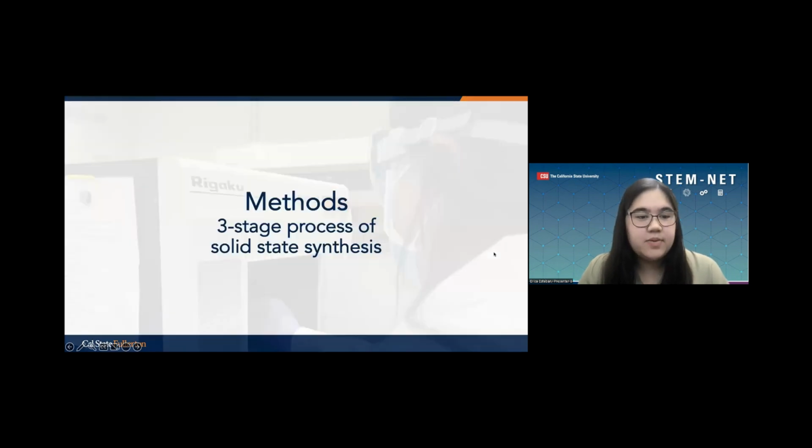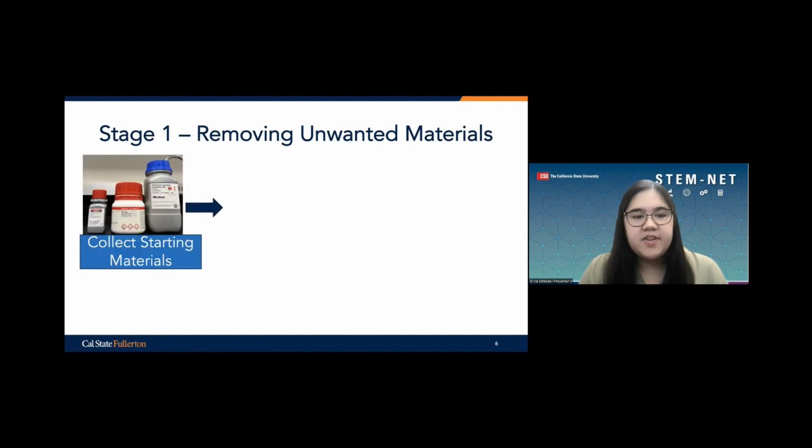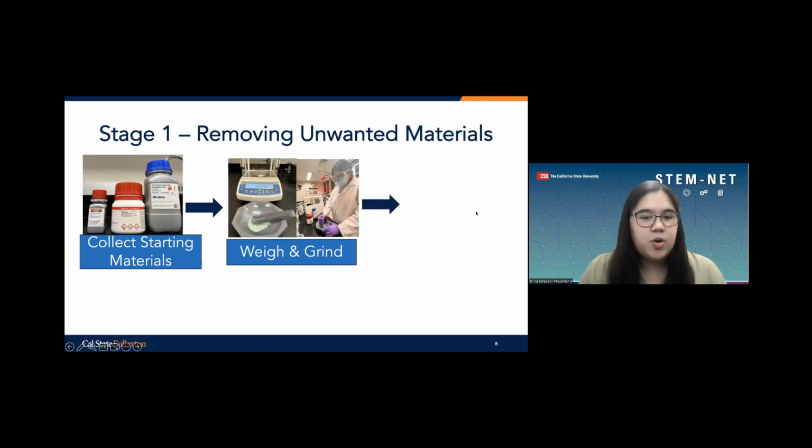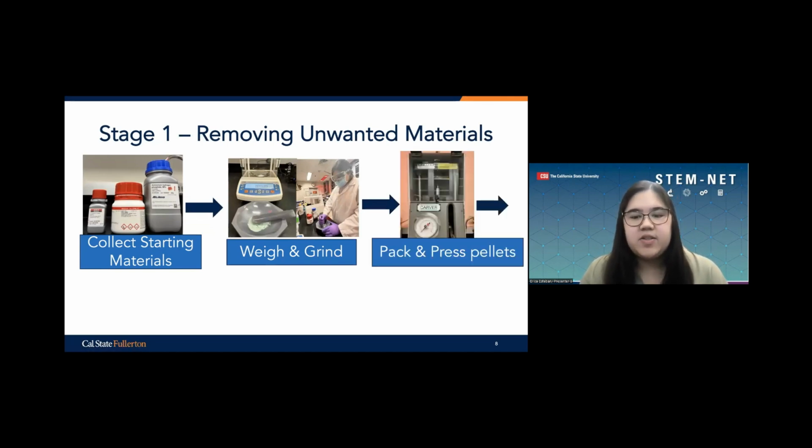So for my methods, I use a 3-stage process of solid state synthesis. First, I want to remove the unwanted materials. So I collect the starting materials, and based on the X factor that I'm working with, I weigh it to its appropriate amount, and I grind it on a mortar and pestle to homogenize the mixture. Then I pack it onto a pellet press for the atoms to diffuse together.